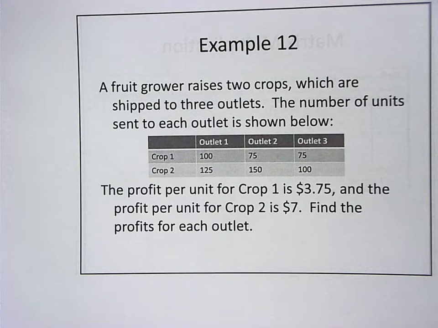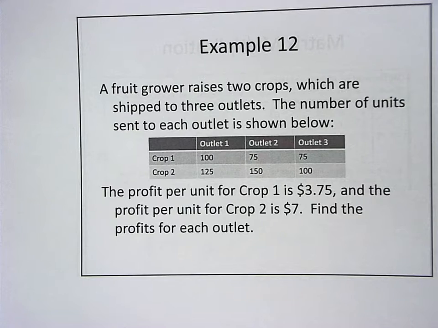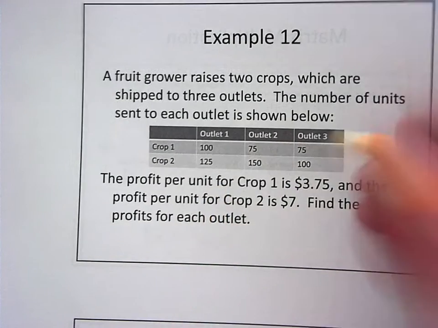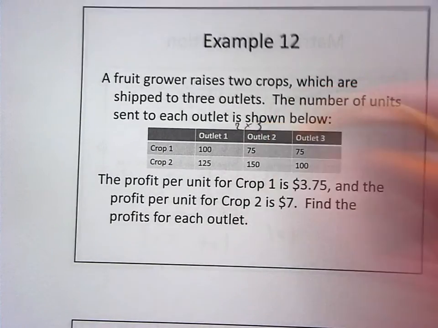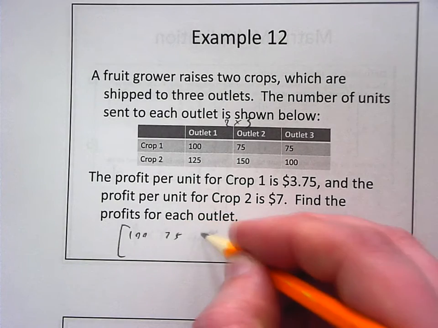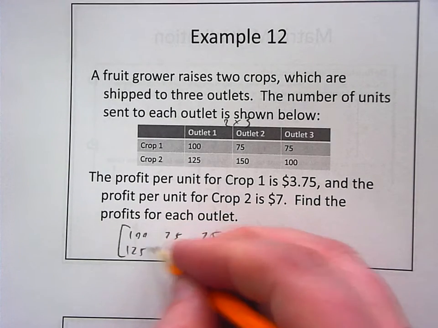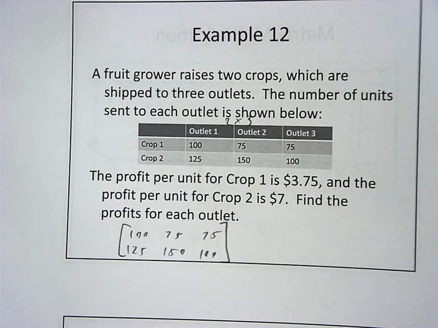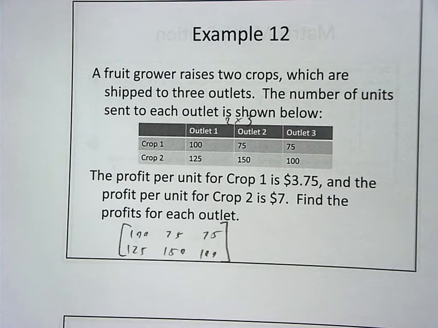So what's the obvious matrix? Let's give it a table. Now the table, convert it into a matrix. Okay? Now what are the dimensions on this matrix? 2 by 3. So I have a 2 by 3 matrix where I would just have that 100, 75, 75, 125, 150, and 100. Okay? Now, I want to somehow multiply crop 1's profit times everywhere I have crop 1 up there.